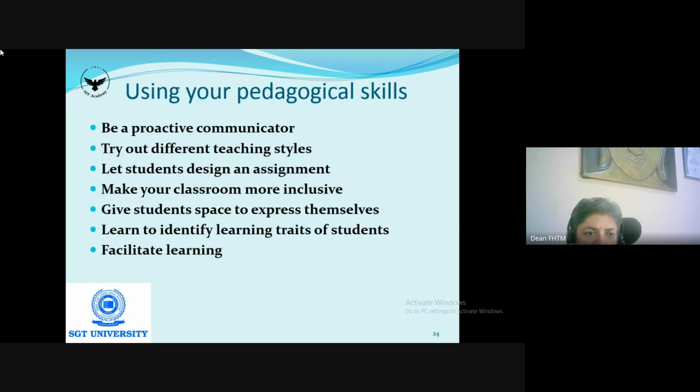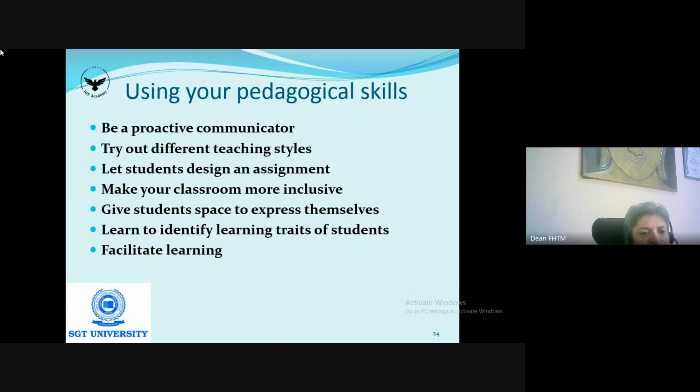Yeah. How to use your skills. You need to be a proactive communicator. Don't wait for others to communicate, then you would reply. Rather than that, you be the initiator. Try out different teaching styles. Based on the different learning styles, try out. Have a discussion someday, have an activity in the classroom, have a presentation, have a game, do something different, get more colors, sometimes step out of the classroom, do things differently.